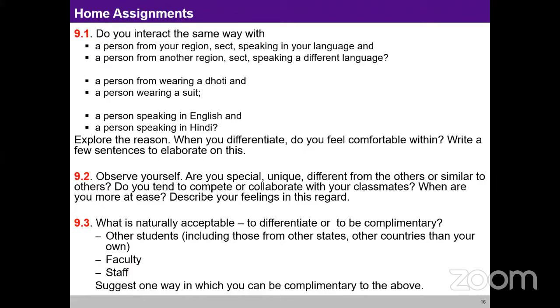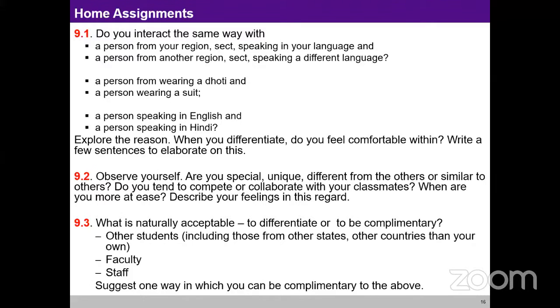Another part is observe yourself. Just keenly observe yourself. Are you special, unique, different from the others, or similar to others? This is something we have to observe within ourselves. Do you tend to compete or collaborate with your classmates? When are you at more ease? When do you feel this harmony within you? When do you feel this being comfortable within you? You have to describe your feelings in this regard.